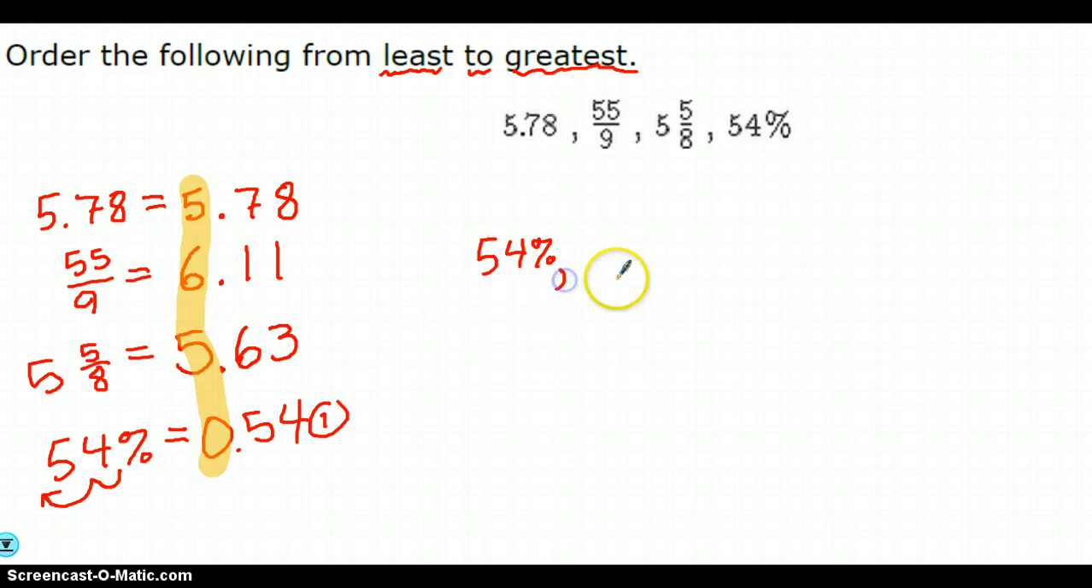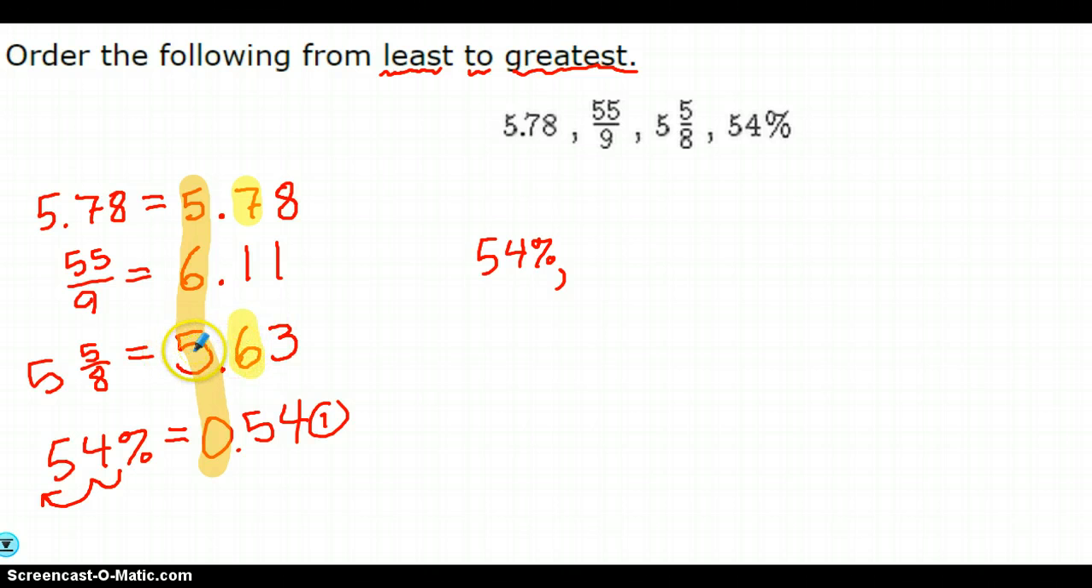Alright, so there's 54% as least to greatest. Then I'm going to move on. I'm going to compare now 5 and 6 here. I obviously know it's going to be one of these two numbers that starts with 5, but I don't know which one, so I've got to take another place value. And so I'm going to go into the tenths place value. I've got 7 and 6.